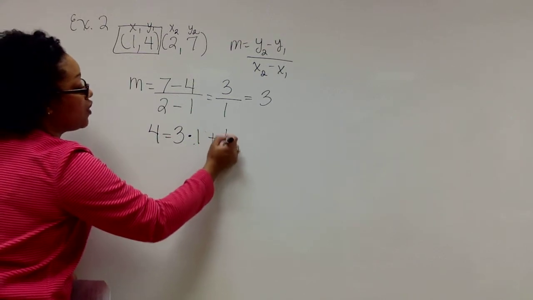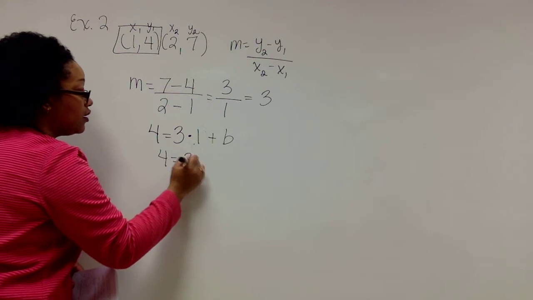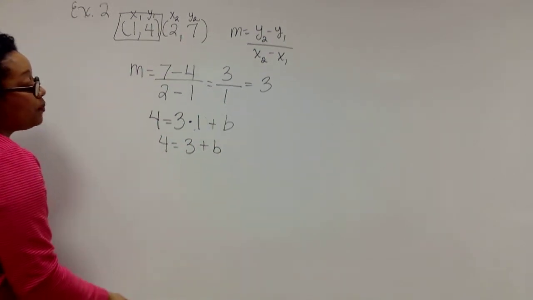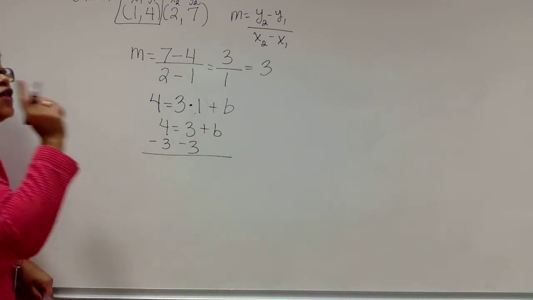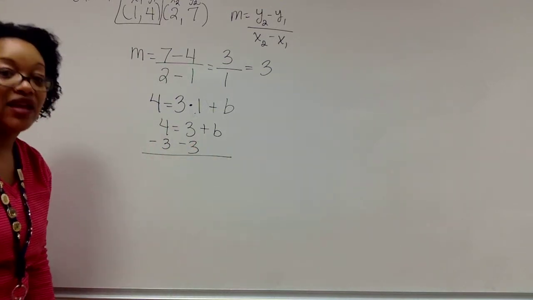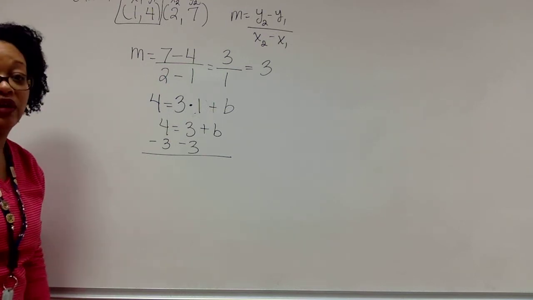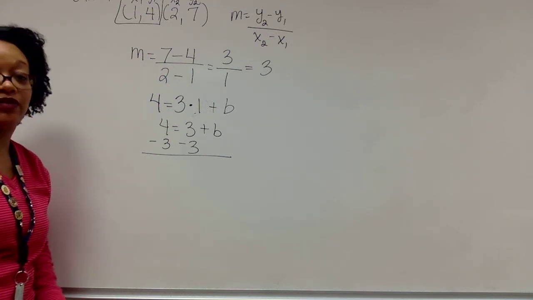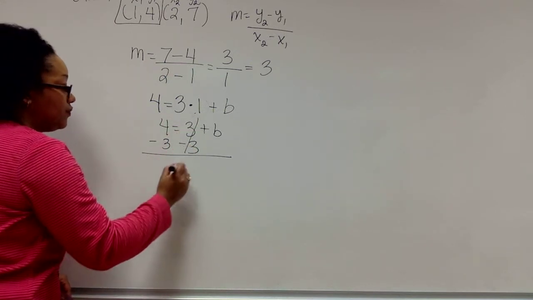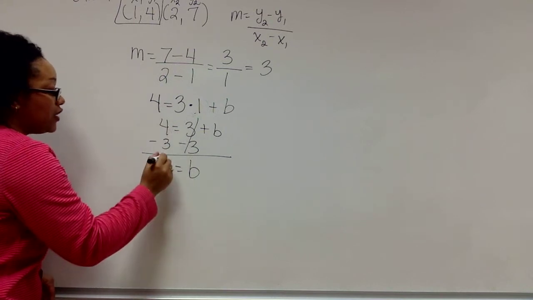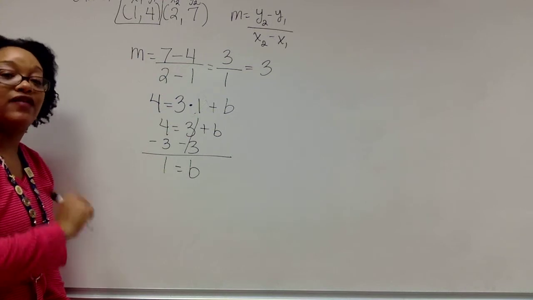And then we're solving for B. 3 times 1 is 3. If I want to solve for B, I switch the sign and move the 3 over. Do not forget to switch the sign. Some of y'all are still making that mistake from chapter 2. You're going to have a big problem if you keep doing that in second semester. The 3's cancel. 4 minus 3 is 1. So my y-intercept, that's what my b is, positive 1.